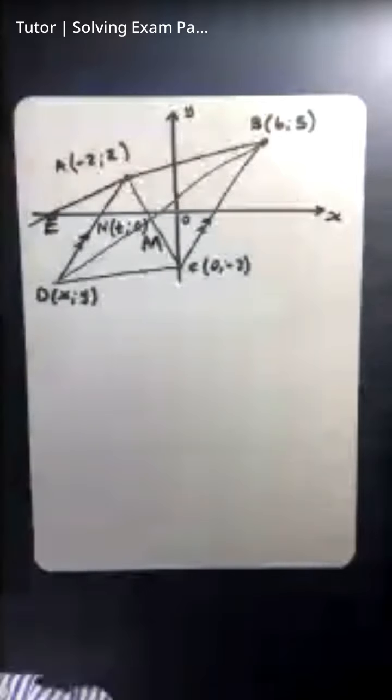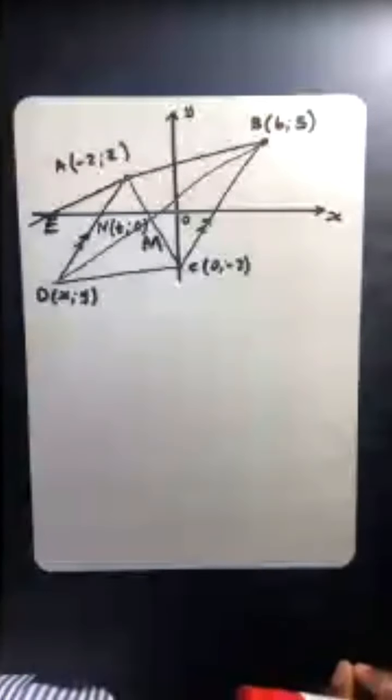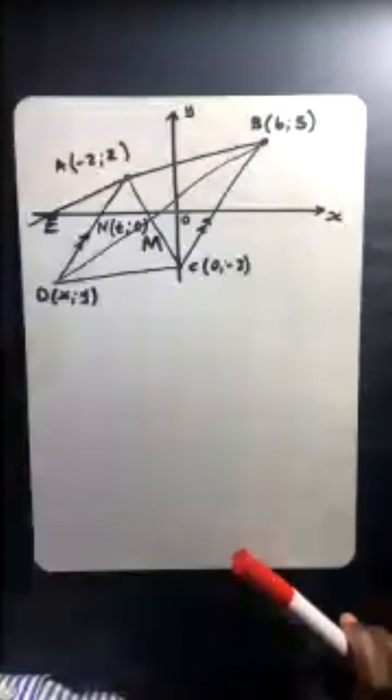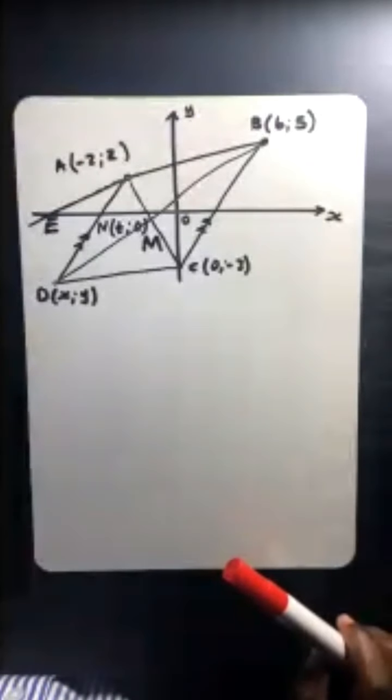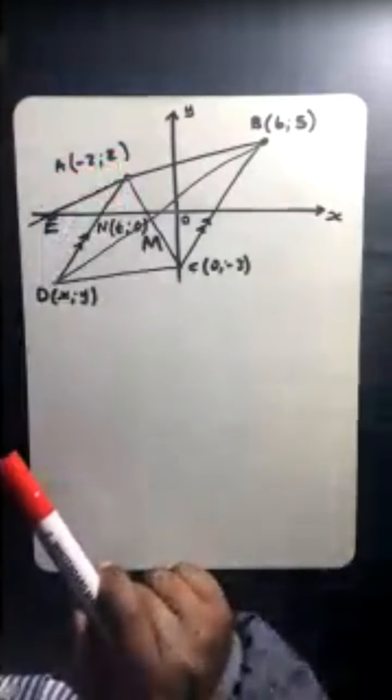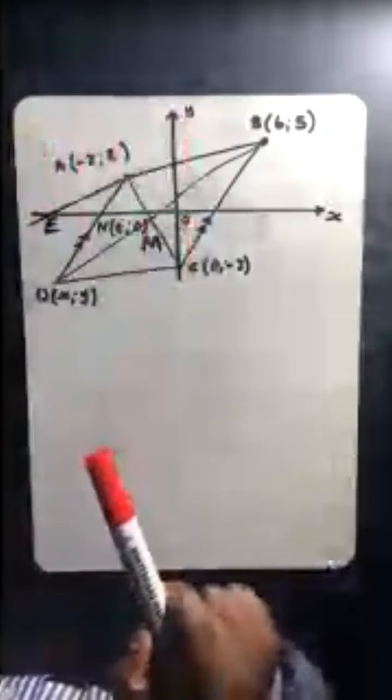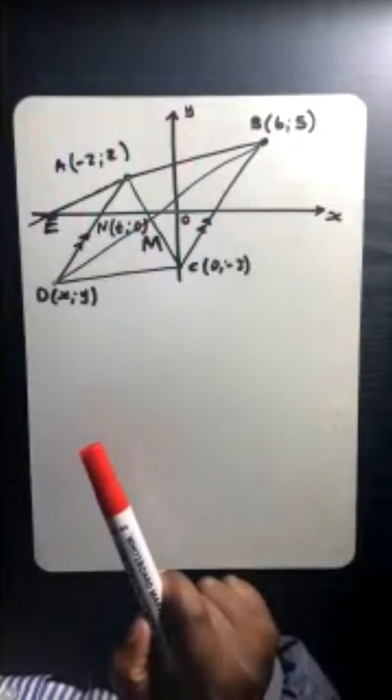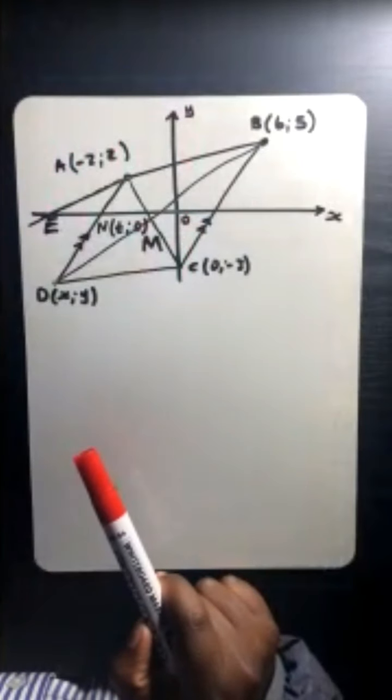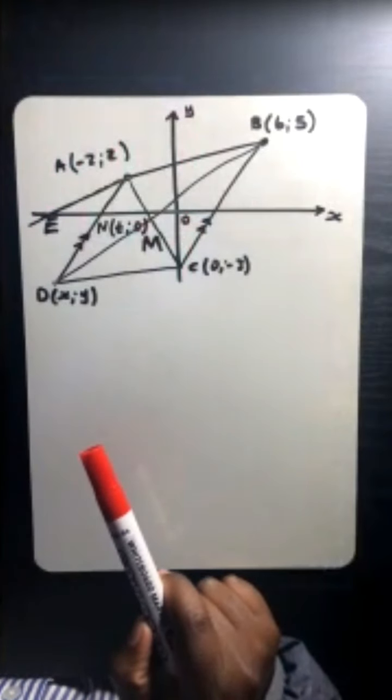Let's see. It reads as follows. In the diagram, A has the coordinates -2 and 2. Remember, A is a point and -2 and 2 are the coordinates. Most importantly, they fall in the second quadrant, so that makes sense. B has the coordinates 6 and 5. Where is B? There's B. X is 6, Y is 5.